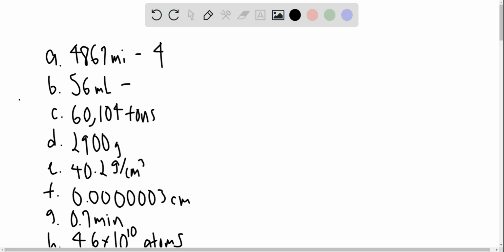Let's look at the next one, 56 milliliters, kind of the same thing, no zeros. So both of these are significant. So 2 sig figs. Now this next one, C, 60,104 tons.